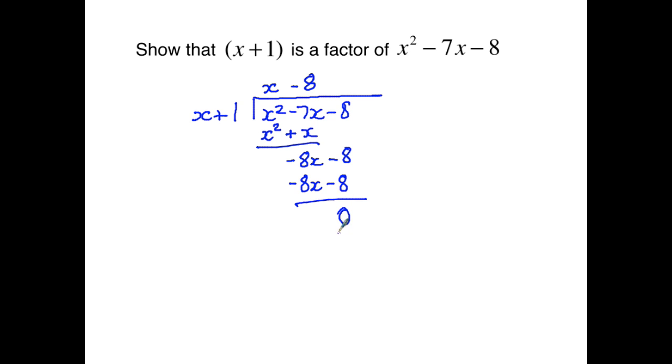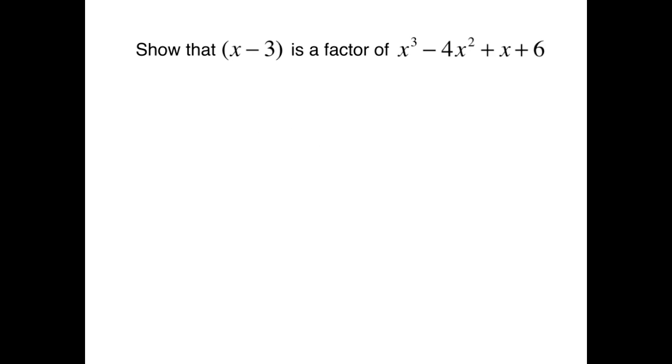So there's no remainder. And that tells us that x plus 1 must be a factor of this because it divides perfectly in with no remainder. And as we already knew in the first place, it's just an example really, that x plus 1, x minus 8 are the factors of x squared minus 7x minus 8.